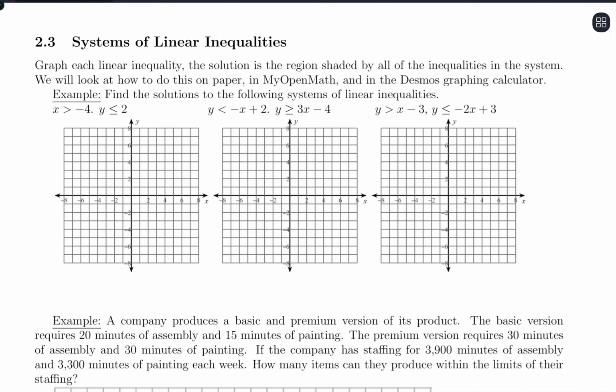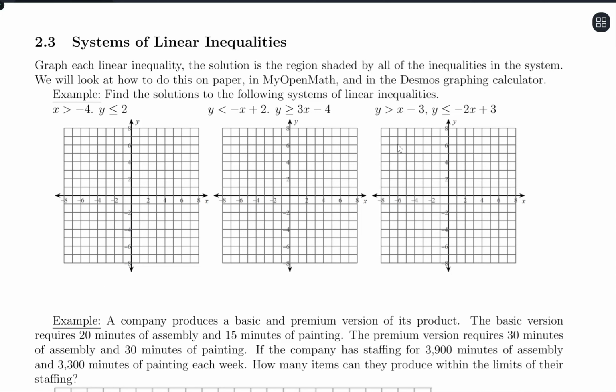With our systems of linear equations, our steps were to graph both of the lines and look for their intersection point. What's going to change here is we're going to graph both of the lines and we're going to look for their intersection region. So we're going to end up with a shaded region as the solution.